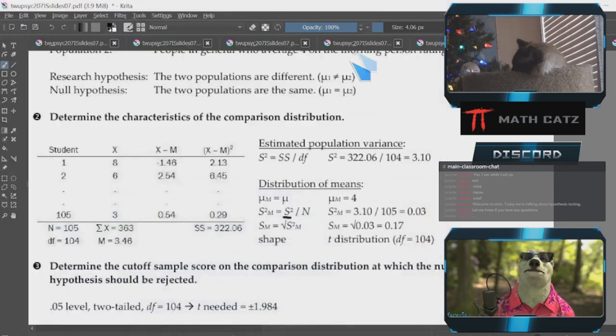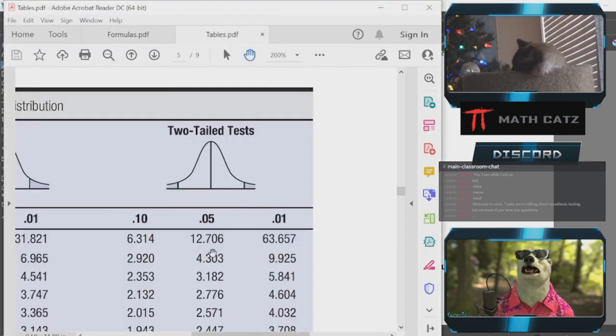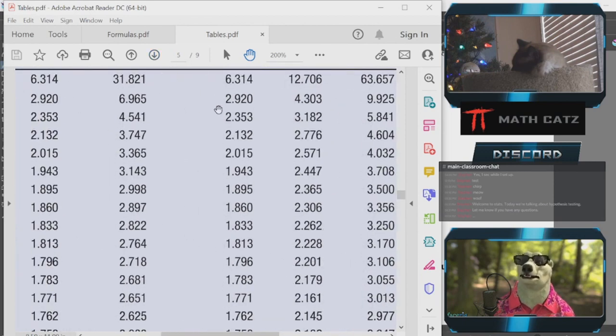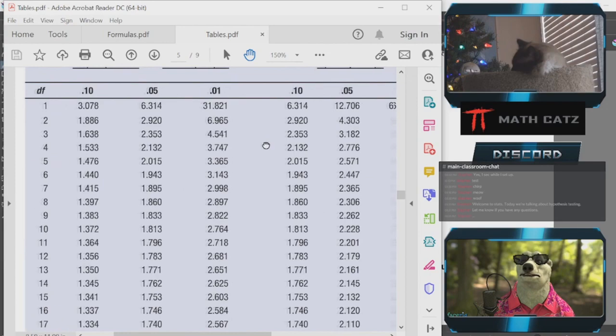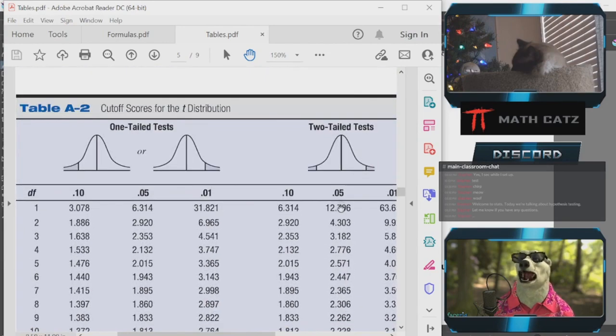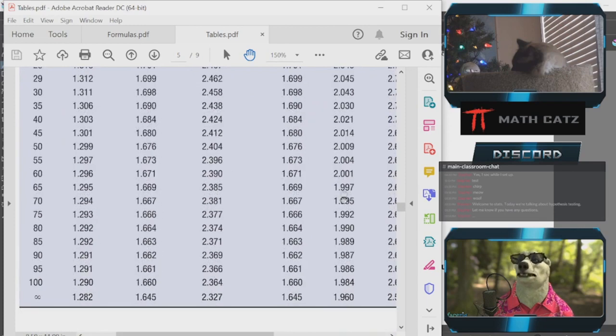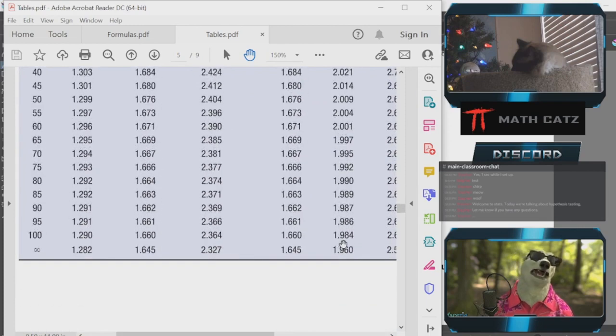We see our cutoff with degrees of freedom 104. I go all the way down. Now I can't see it unless I zoom out a touch. Degrees of freedom over here. This is the column we're looking at. Degrees of freedom 104. This table stops at 100. And after 100, the t-distribution and the normal distribution are so close together, there's virtually no difference between them, and we just have one row for any degrees of freedom above 100.